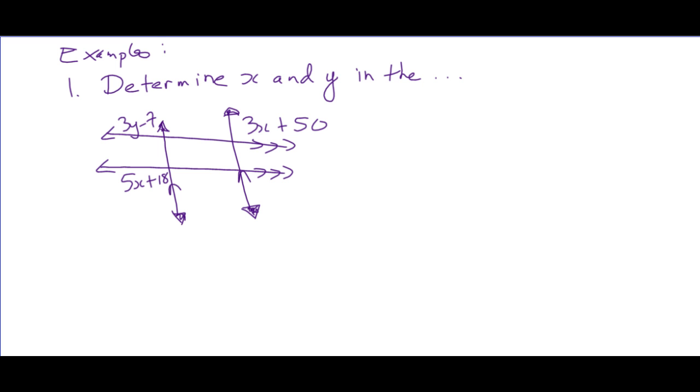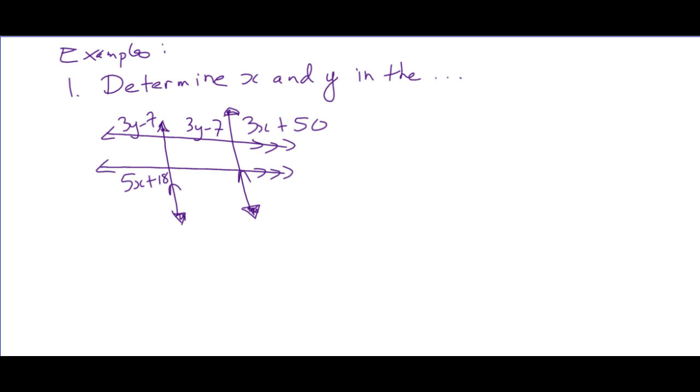3y minus. Write it out as an equation. I could write 3y minus 7. What's it equal to? We need to actually get a solution, 180. 3y minus 7 minus 180. What's that equal to? I don't know. I know it's got something to do with 180. Okay, we could do this.